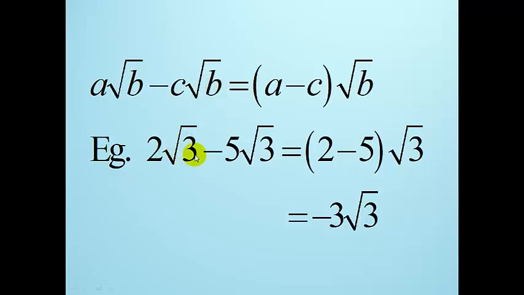Example, 2 root 3 minus 5 root 3. Because they carry the same surd, root 3, it means that we can subtract 5 from 2. And that is how come we have 2 minus 5 in bracket times root 3. And 2 minus 5 is equal to minus 3. So we have minus 3 root 3.